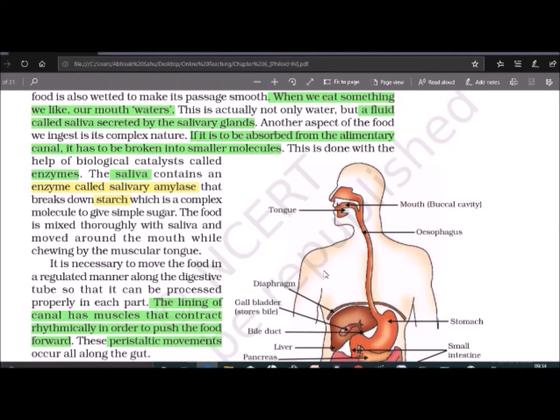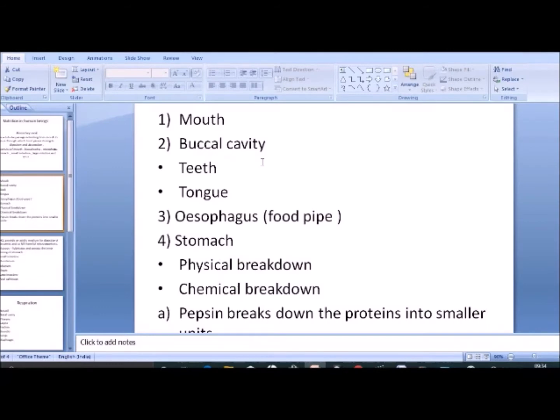It leads to the buccal or oral cavity, which has a number of teeth, a muscular tongue and salivary glands. So the buccal cavity is divided into two parts, that is teeth and tongue. Teeth, the first step of digestion, involve the mechanical breakdown of the food into small pieces by cutting and crushing the food to prepare it for swallowing and digesting.